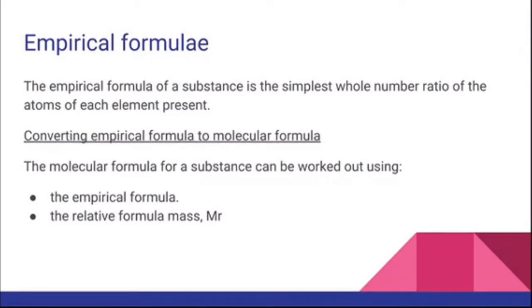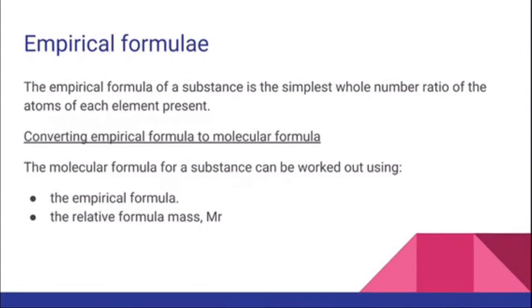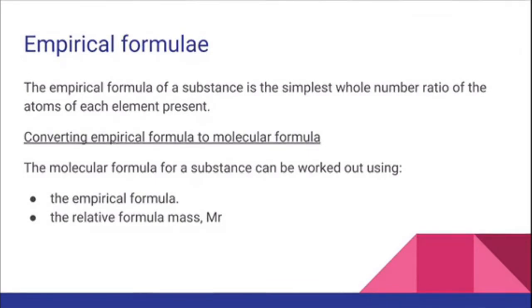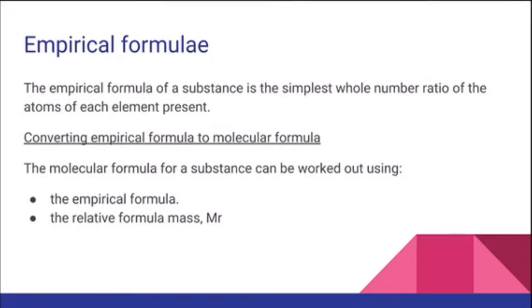Empirical formula. The empirical formula of a substance is the simplest whole number ratio of the atoms of each element present. Converting empirical formula to molecular formula. The molecular formula for a substance can be worked out using the empirical formula and the relative formula mass.